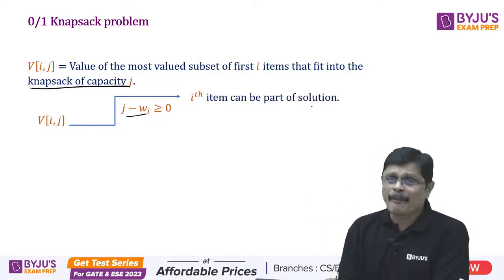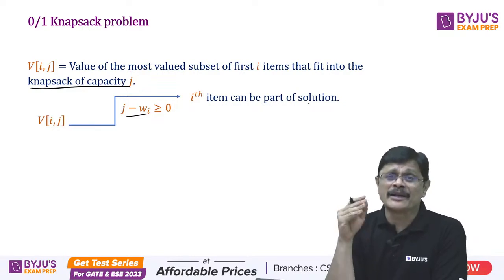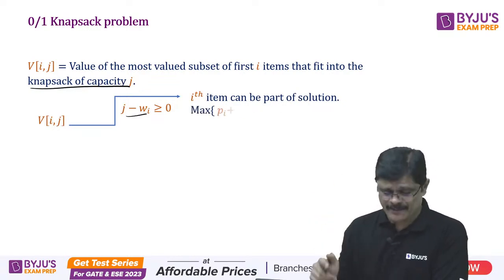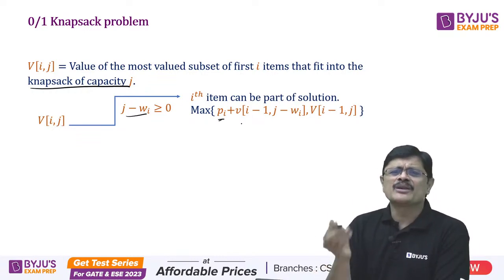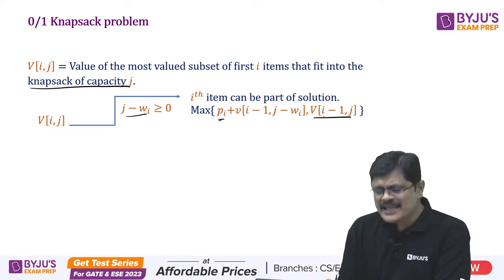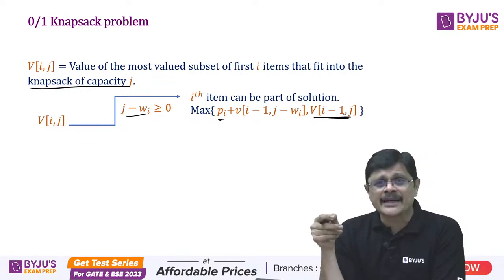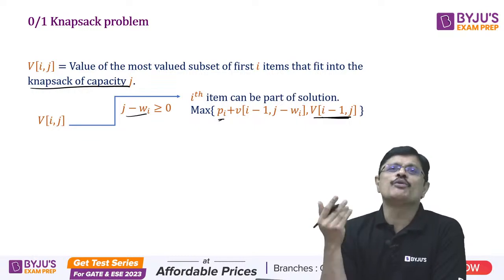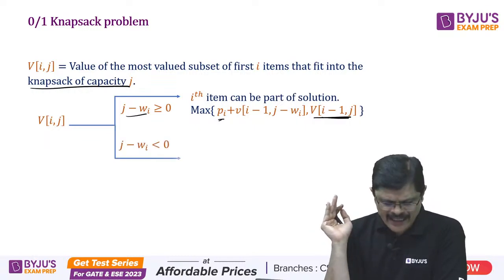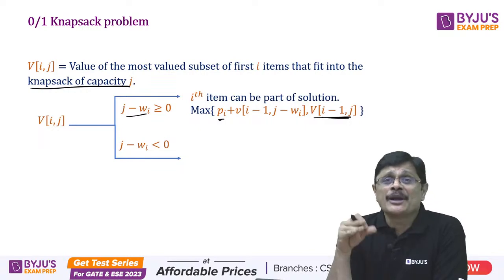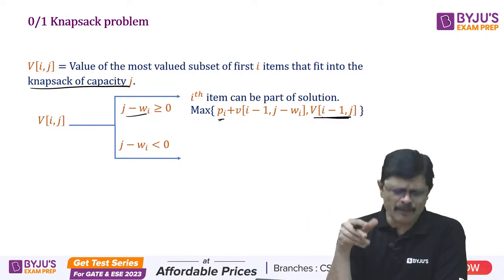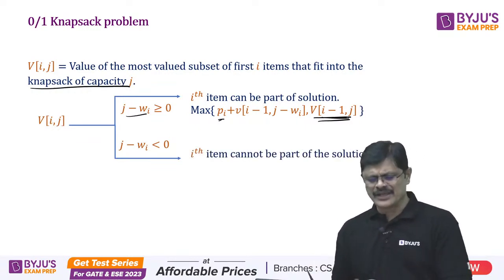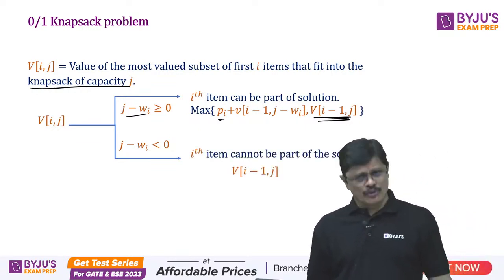That is, the ith item can be part, but whether it gives you the best profit or not, you have to check it. If you use it, it is the profit of the ith item plus the profit from the remaining i minus 1 items. Without using the ith item, that is V[i-1][j]. Out of these two, whatever is the best, that you are going to consider. The other possibility is that the weight Wi of the ith item is more than the capacity of the knapsack, so you cannot use it. In that case, you just consider V[i-1][j], my dear friends. So this would be the recurrence relation.